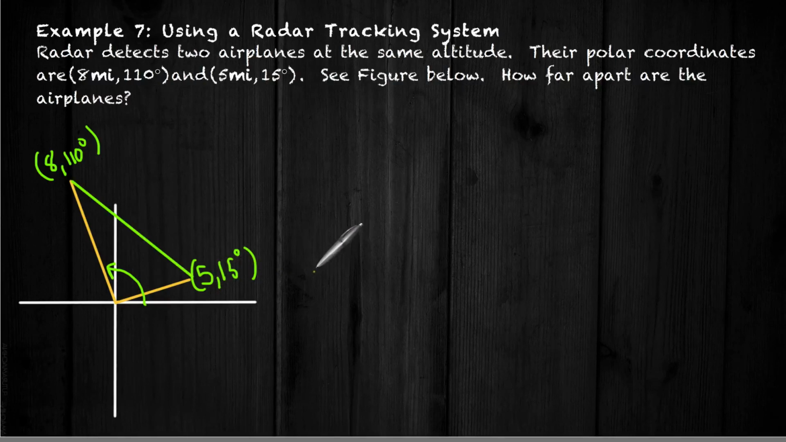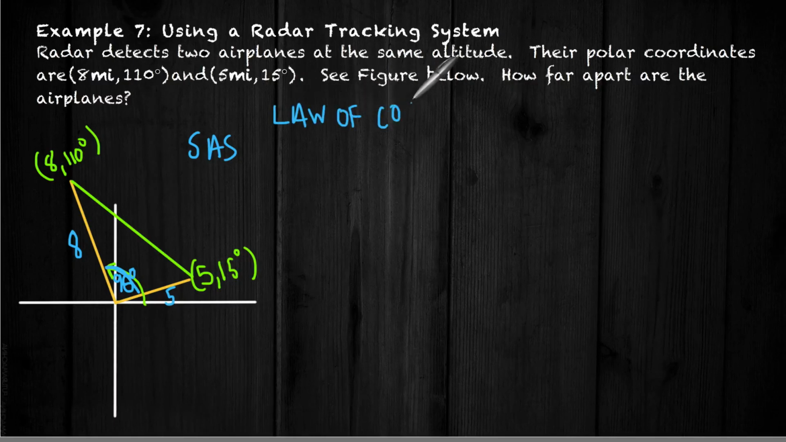So we recognize this to be a triangle that is not a right triangle because the bigger angle here is 110 degrees and this little angle is 15. So that's going to make this angle inside of here 95 degrees. So 95 degrees is the angle inside of the triangle. So we'll put it like that. And we know that this is 8 and this is 5. So that gives us a side angle side triangle. We can use the law of cosines.